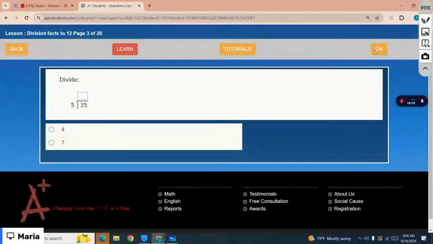The next one, 35 divided by 5. So which is the correct option? Yes, 5 times 7 is 35. Option number 2 is the correct option. Very good.